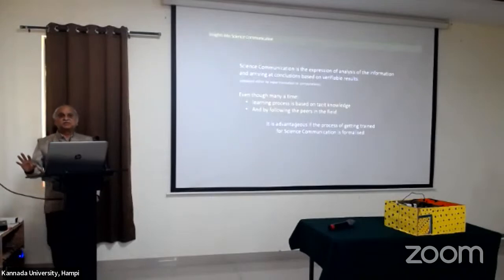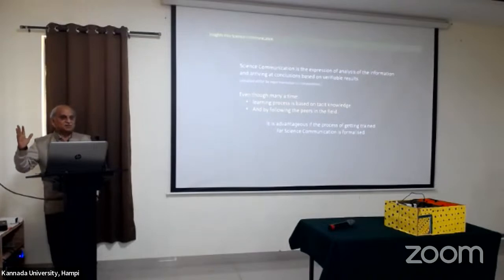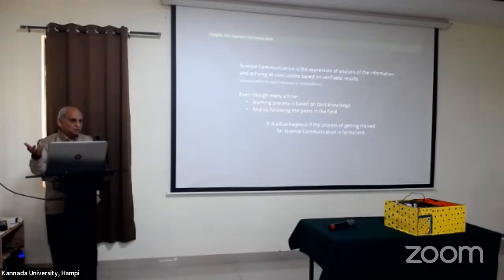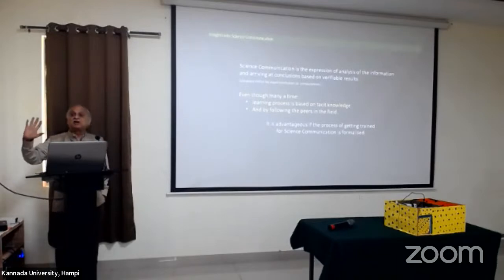So science communication is the expression of analysis of the information and arriving at conclusions based on verifiable results. Again, if you say the moon is beautiful, or a rose is beautiful, or jasmine is beautiful, it has no meaning, because you may like rose and I may like jasmine. So how do I prove it? How do we start fighting over which is more beautiful? What is important in science communication is an expression of analysis of the information and arriving at conclusions based on verifiable results.